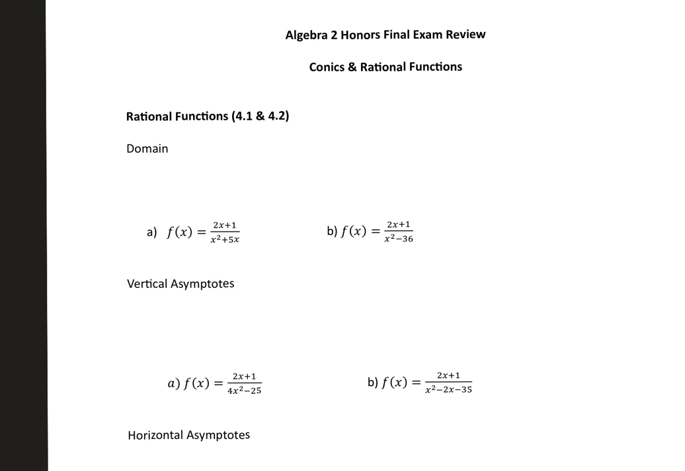So this is rational functions and conics. Rational functions was the beginning of chapter 4. These are the ones that have asymptotes, okay? And at the beginning of these, we found the domain, the vertical asymptotes, the horizontal asymptotes, and the slant asymptotes of these rational functions. So that's what we're going to review.